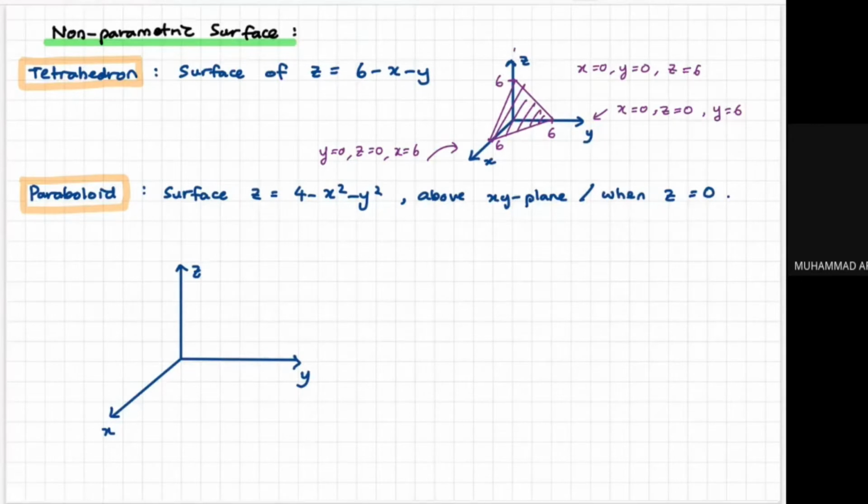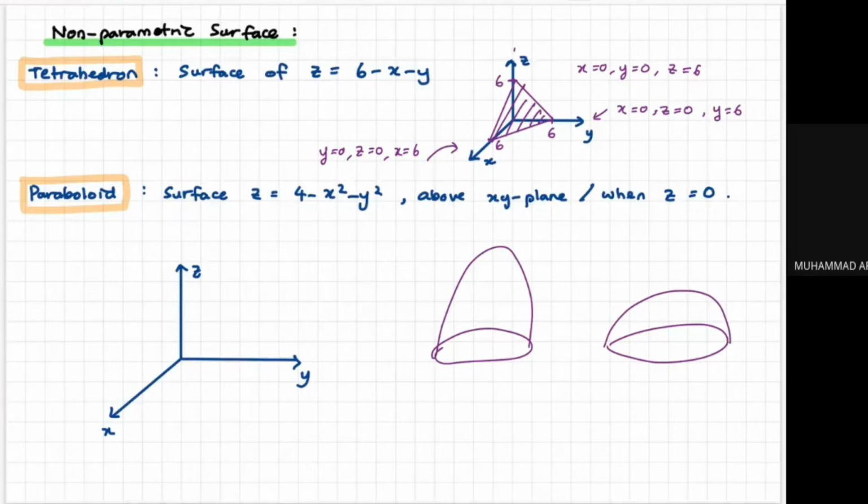So you know the paraboloid is like this. This is a paraboloid. It is different from a hemisphere. This is a hemisphere. Okay, so this is the paraboloid, and this is the hemisphere. The paraboloid is a bit more elongated, like this.